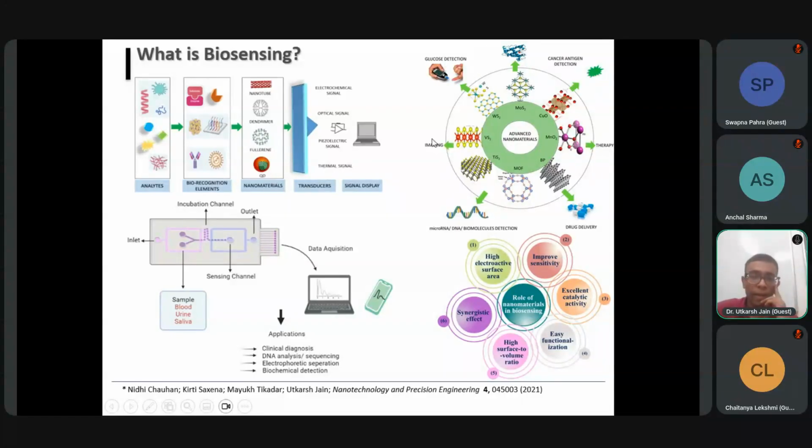They are advanced nanomaterials. They are also used in imaging and in drug delivery, therapy, and cancer detection.